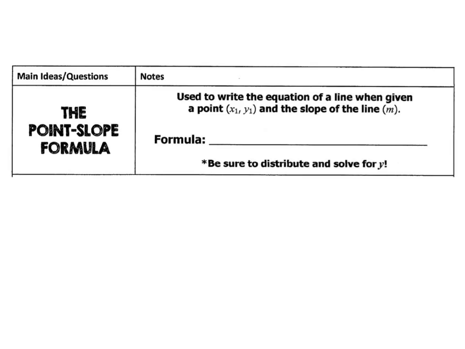All right, the last formula we're going to learn today is the point-slope formula. The point-slope formula is used when you're given a point and when you're given the slope, hence the name. If you're given a point, x1 and y1, and the slope m, we use this equation: y minus y1 equals m times x minus x1.